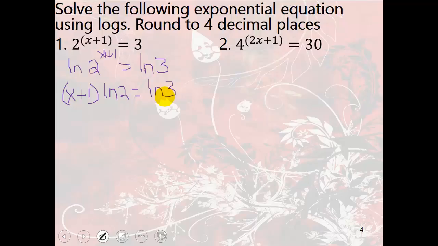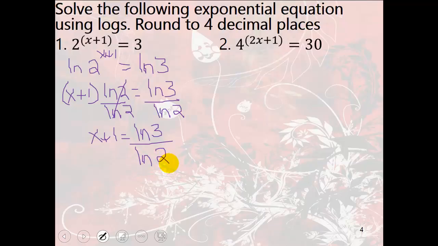Now, the easiest thing for me to do is to just divide through by the natural log base e of 2. These cancel, and I get x plus 1 is equal to natural log base e of the number 3 divided by natural log base e of the number 2. Right? Now I'm going to subtract 1 from both sides, so I get x equals natural log 3 over ln of 2 and then minus 1. Notice that I'm going to do my division and then I'm going to subtract off the 1.